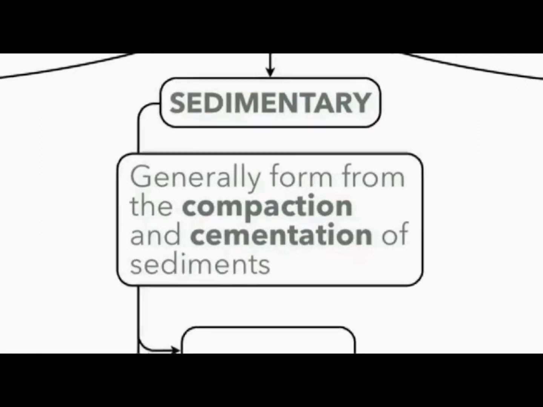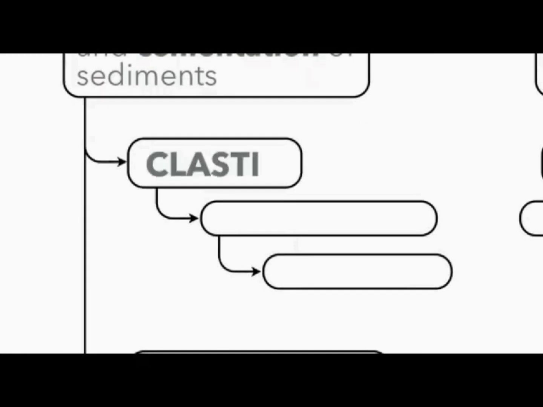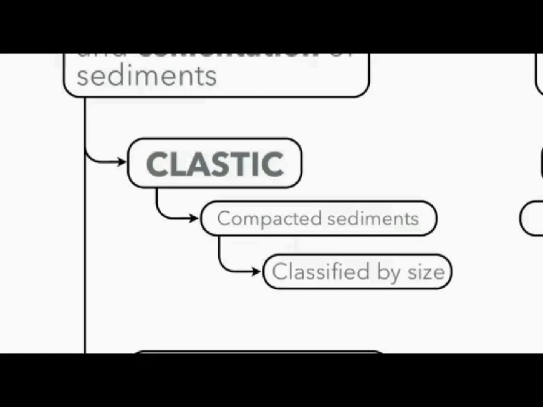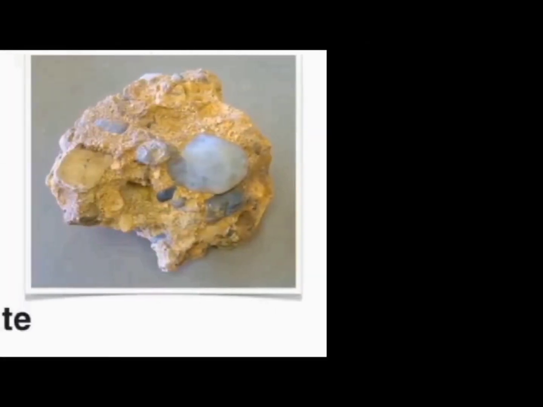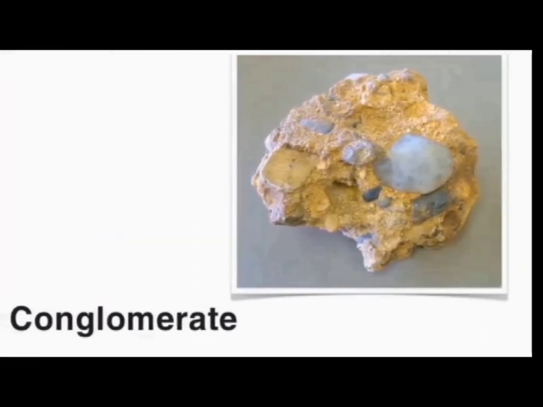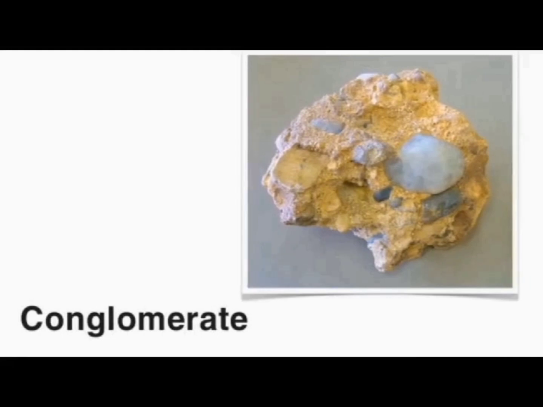There are two types of sedimentary rocks. The first one is clastic sedimentary rocks. Clastic sedimentary rocks are formed from compacted sediments, and these are generally classified according to their size. So let's take a look at examples of clastic sedimentary rock. Conglomerate is composed of all different size sediment or clasts compacted and cemented together.